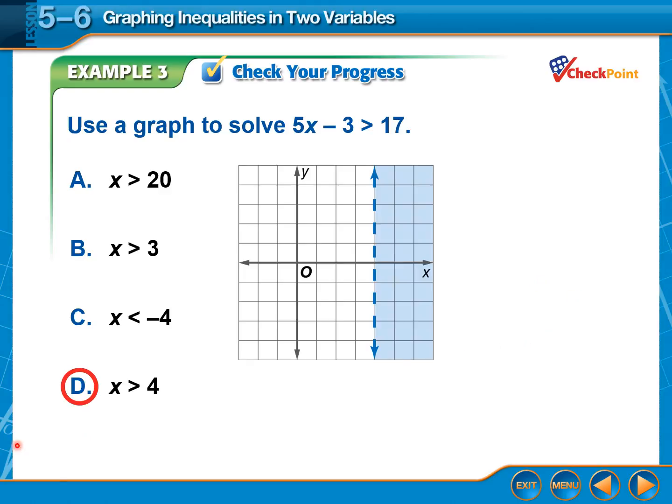And the correct answer is 4. X is greater than 4. So we made the dotted line because it was just greater than, it wasn't equal to, so the dotted line goes at 4, and then X was everything above that. So we shaded this half of the graph where X was more than 4.